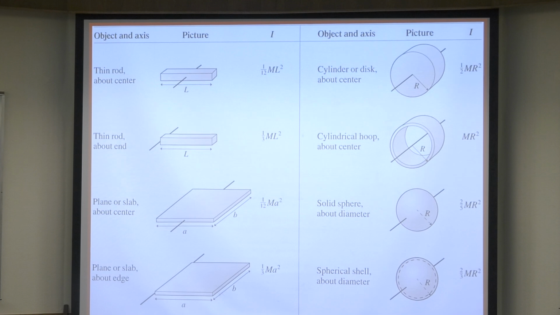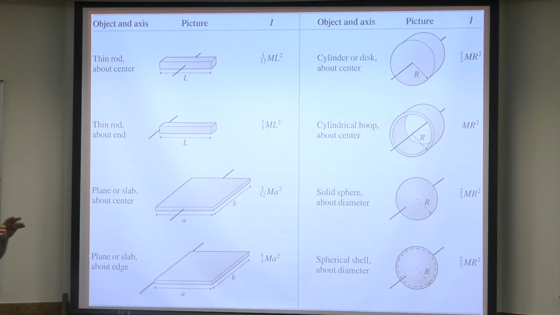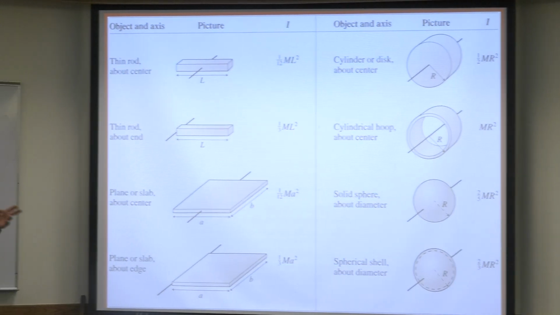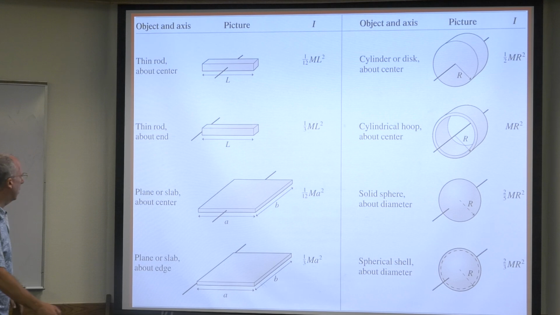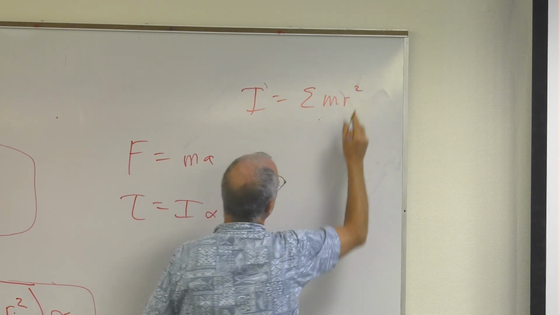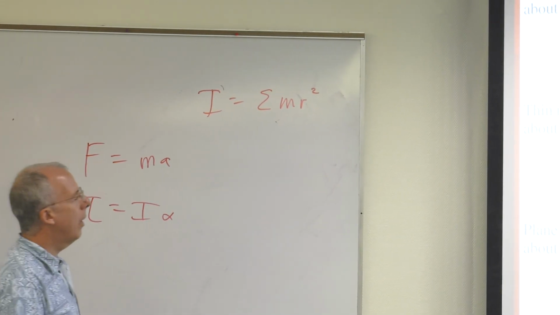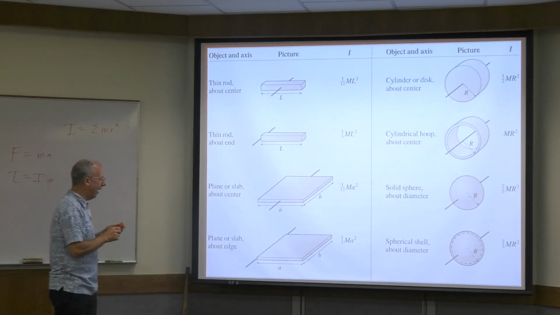Oh, I forgot to show you this, sorry. In the homework problems, you're going to be figuring out rotational inertias and torques and all that stuff. Well, this formula is a mess, right? I equals a sum of m r squared. That's a mess. Well, luckily, for some common objects, here are the answers.